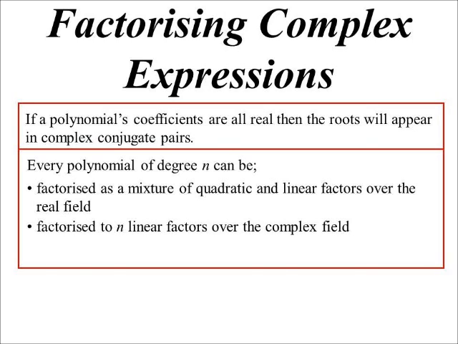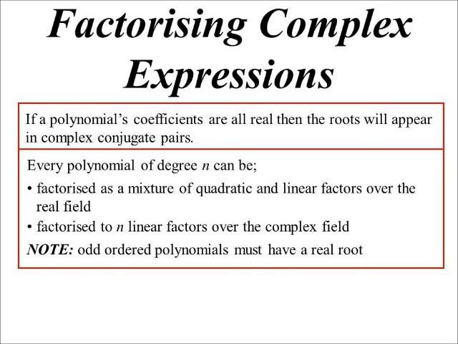So what that means is, if you've got an odd-ordered polynomial, you must always have a real solution in there. Because if they're going to appear in conjugate pairs, the complex solutions must be an even number. And so if you have an odd polynomial, but an even number of complex solutions, there must be at least one real. Now there might be more.